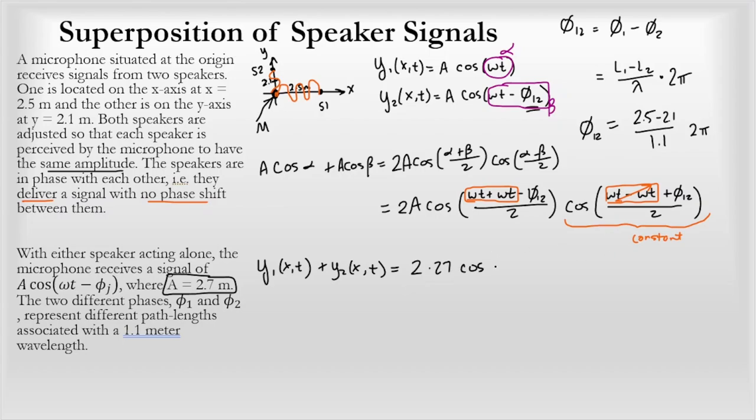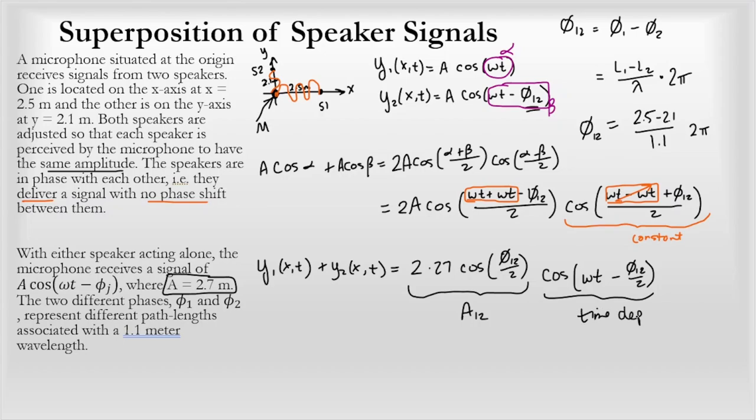So I'll get cosine of phi 1, 2 divided by 2. All right, so this is the amplitude. This is the resultant amplitude, which I'm going to call A12. And then I'm going to have this time dependent, right, cosine omega t minus phi 1, 2 over 2. This is the time dependent part.